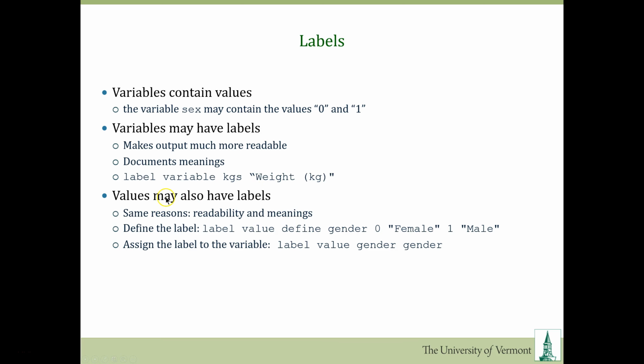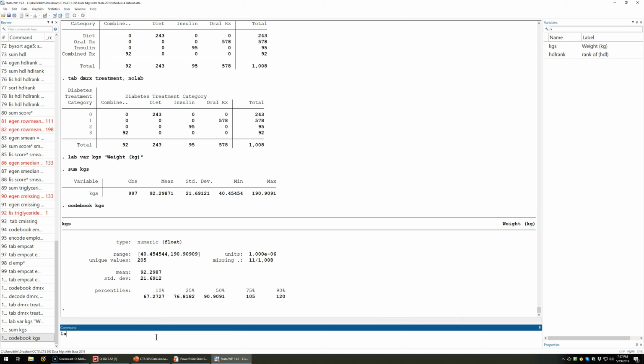Now, values may also have labels, and it's the same reasons that we care about variables having labels, to help with readability and to document meanings. So the first thing we have to do is define a label. The command there is label value, as opposed to label variable, label value, and then you define it. Let's define a label called gender. Label value define gender. Now this has to be spelled out completely.